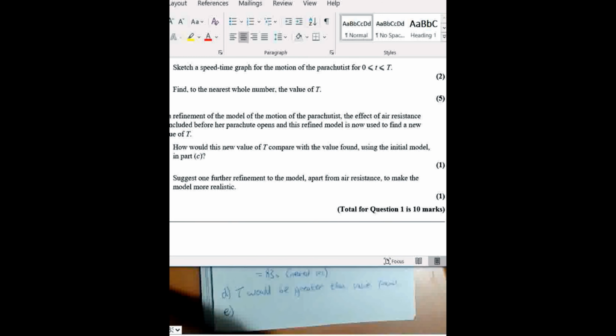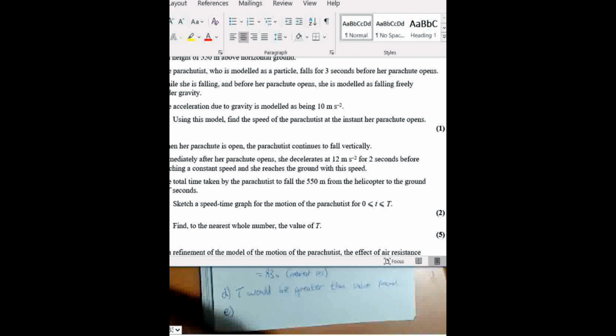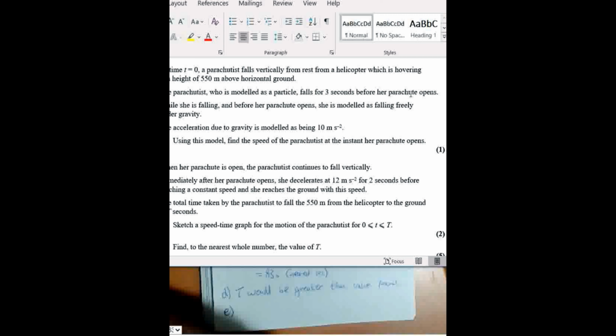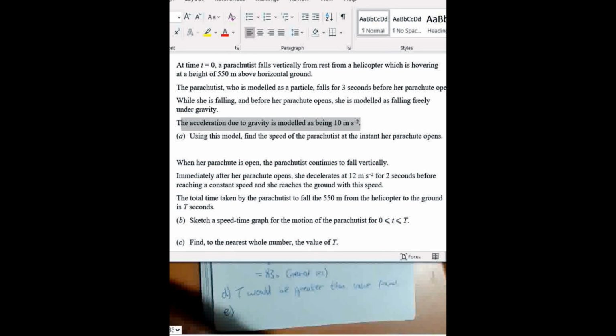And the last part says suggest a refinement. I think the obvious way to tackle these is to go back and look at the modelling. The parachutist is modelled as a particle, we could comment on that. I'm going to comment on the acceleration due to gravity being modelled as 10, because clearly we could use a more accurate approximation for g. So that's what I'm going to say for my final mark.